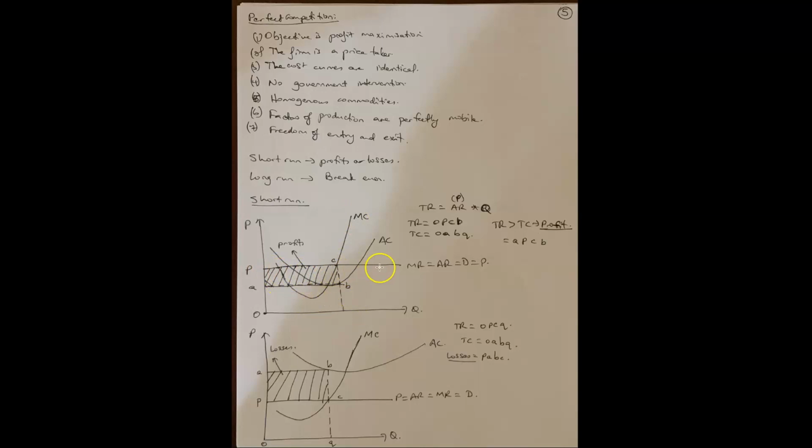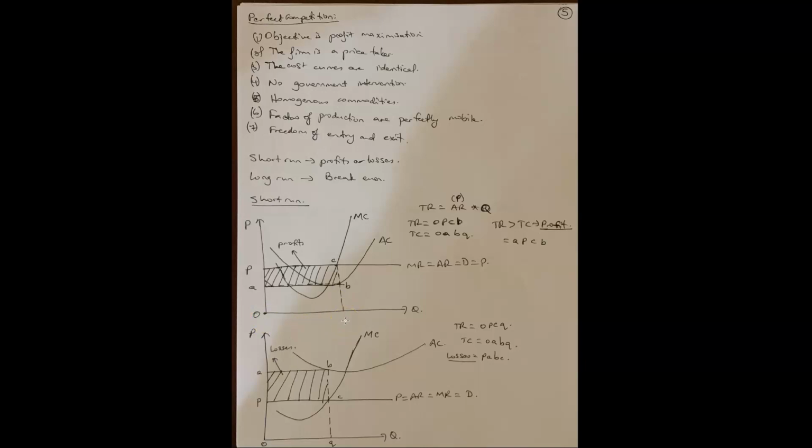And this flat line is the price curve, which is also equal to your marginal revenue, equal to your average revenue, which is equal to demand, equal to price. Now here, what you find is that your average revenue is greater than the average cost. So let's say we're producing at this level here. Call this level Q. So the production level is OQ.